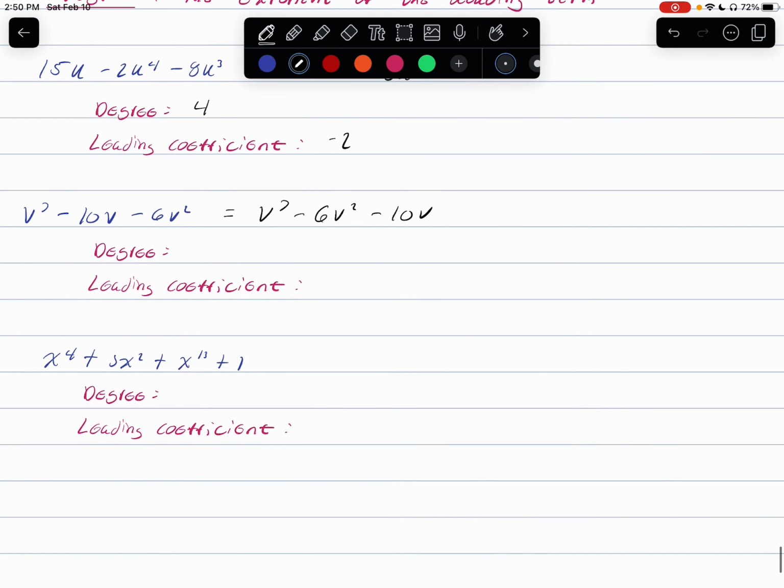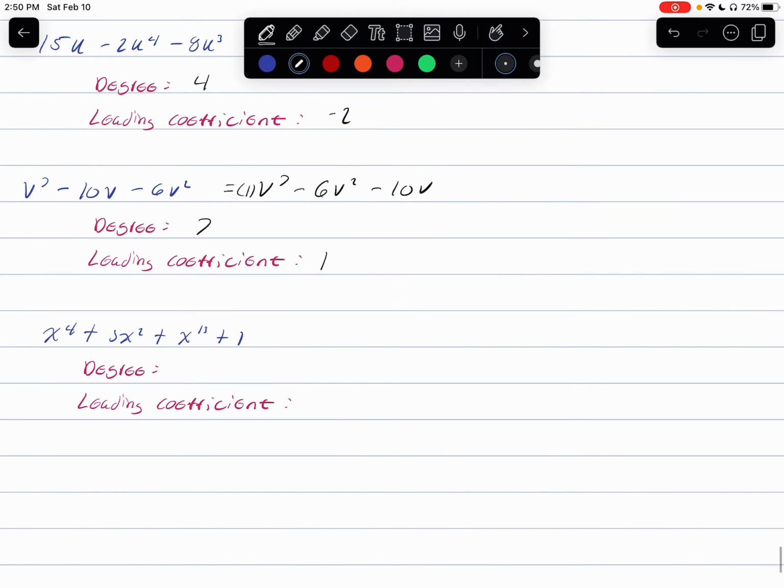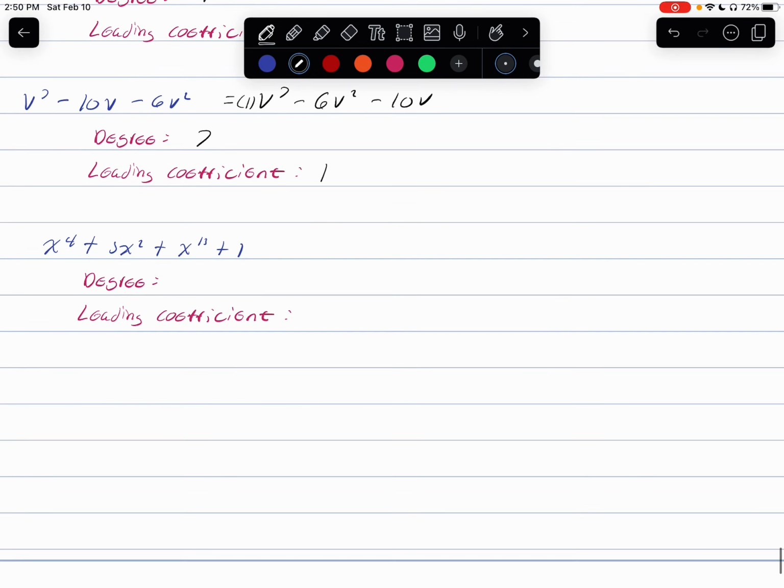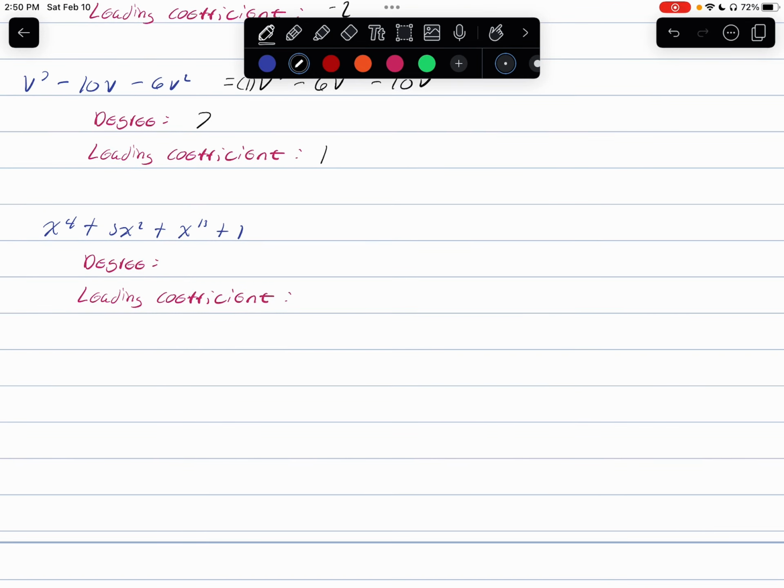And again, the degree is the exponent of your leading term. So this is going to be 7. And the leading coefficient is the number we multiply v to the seventh by. And in this case, that's 1. Okay, so we can think of an implied 1 here. Anytime you don't see a coefficient next to it, you can just assume the leading coefficient is 1. Okay, how about this one?